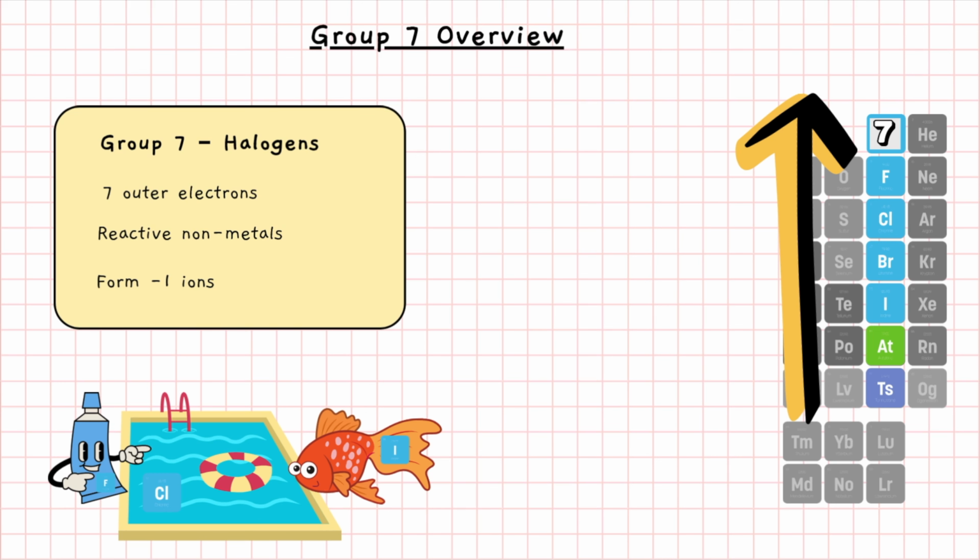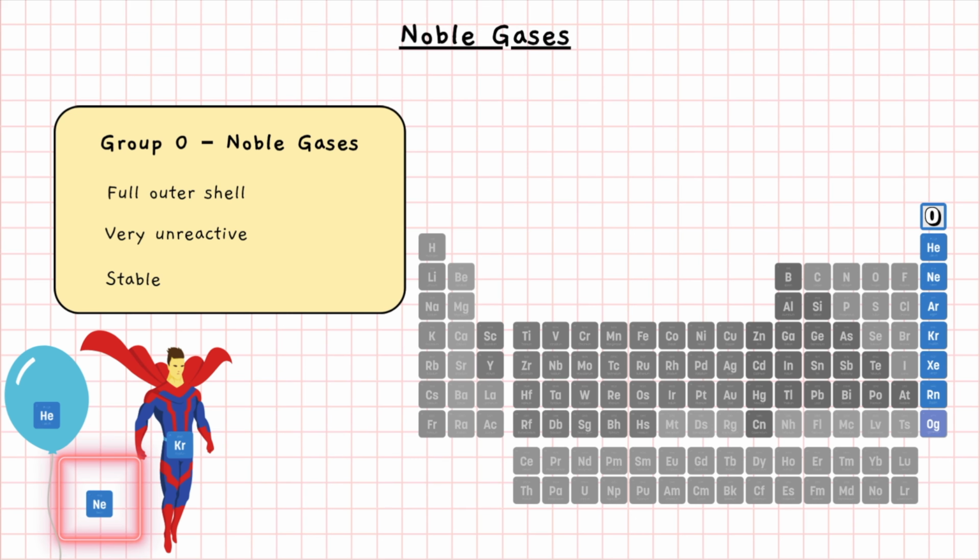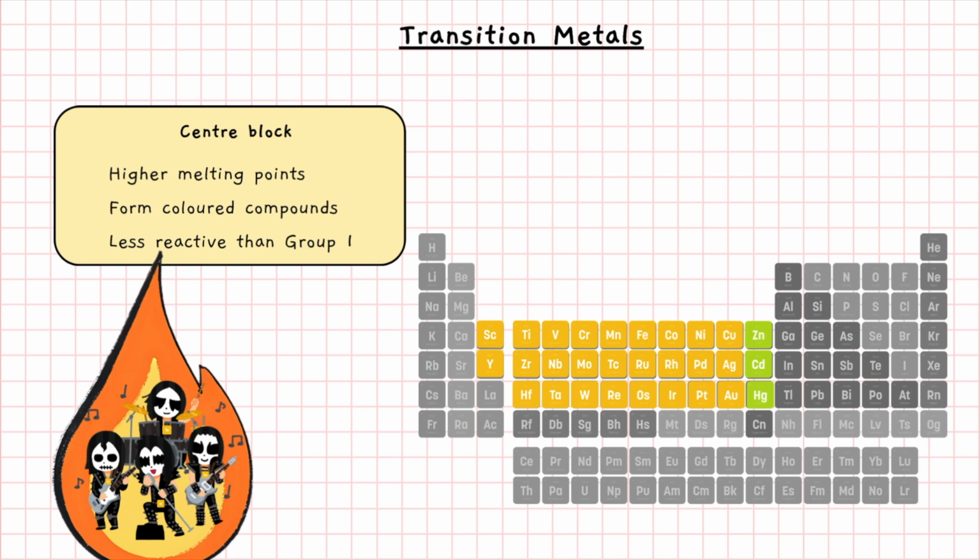One group doesn't react at all. Noble gases already have full outer shells. They don't want to gain or lose electrons, so they don't react. And in the center of the table, we have something totally different. These are the transition metals. They're less reactive than alkali metals, they have higher melting points, and many form colored compounds.